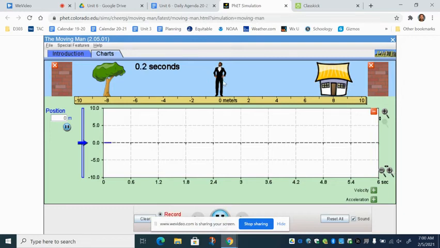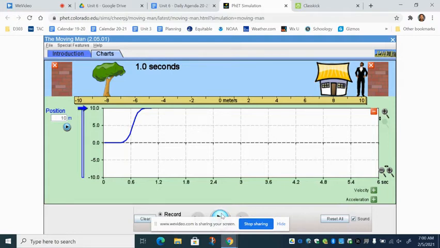So I'm going to start it, and he's going to move to the right, and then I'll stop. So it looks like we got that positive, we got that constant positive slope. So that's the part of the graph we want to focus on here, right?